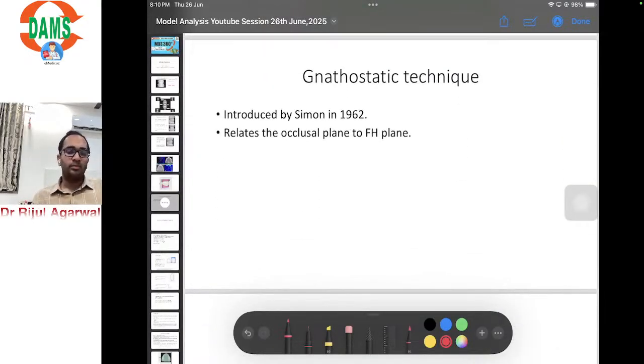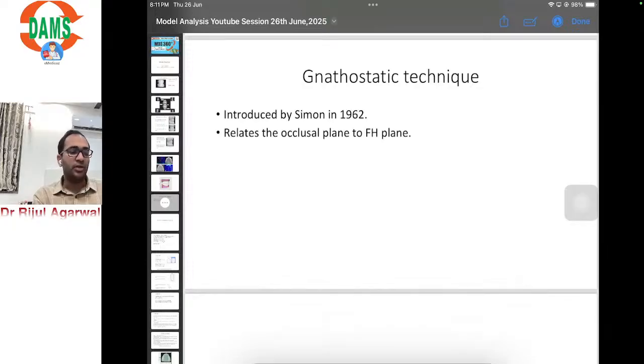Moving ahead, the gnathostatic technique. It was introduced by Simon in the year 1962. It basically relates the occlusal plane to the FH plane, that the occlusal plane of the plaster model should be parallel to the FH plane. This Simon is the same person who gave the Simon system of classification, the canine law, of classifying malocclusion. We will study it in the upcoming sessions, either next week or the one after that.